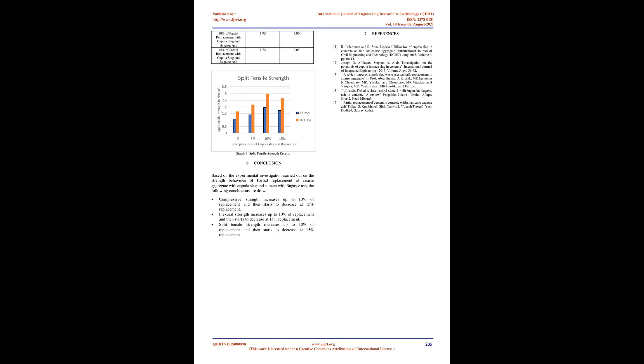Conclusion. Based on the experimental investigation carried out on the strength behavior of partial replacement of coarse aggregate with cupola slag and cement with bagasse ash, the following conclusions are drawn. Compressive strength increases up to 10% of replacement and then starts to decrease at 15% replacement. Flexural strength increases up to 10% of replacement and then starts to decrease at 15% replacement. Split tensile strength increases up to 10% of replacement and then starts to decrease at 15% replacement.